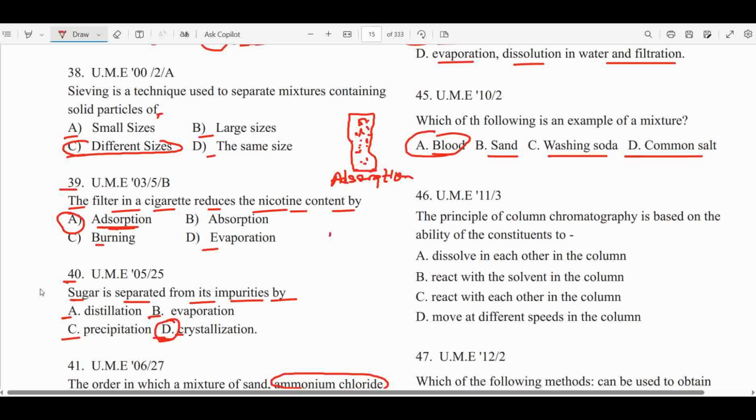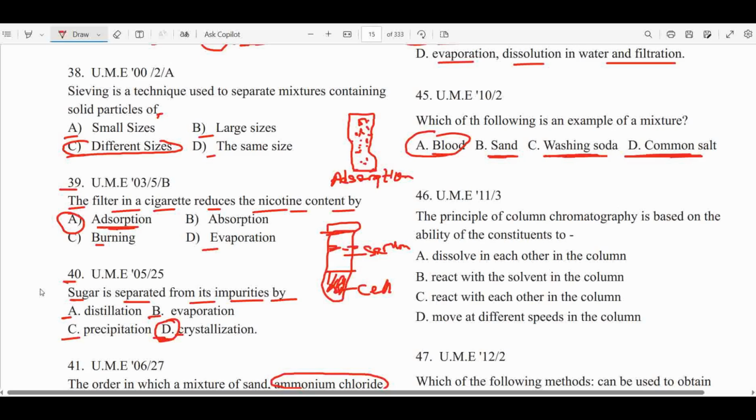So if you take our blood and put it in a tube like this, and then you put it in a centrifuge, let's say this is a cup, and then you spin. After some time, you have the blood cells going to settle at the bottom, and you have your blood serum staying at the top. You have the cells here. So that tells you that blood is a mixture. Sand, of course, is a compound. Washing soda is a compound. Common salt is a compound.